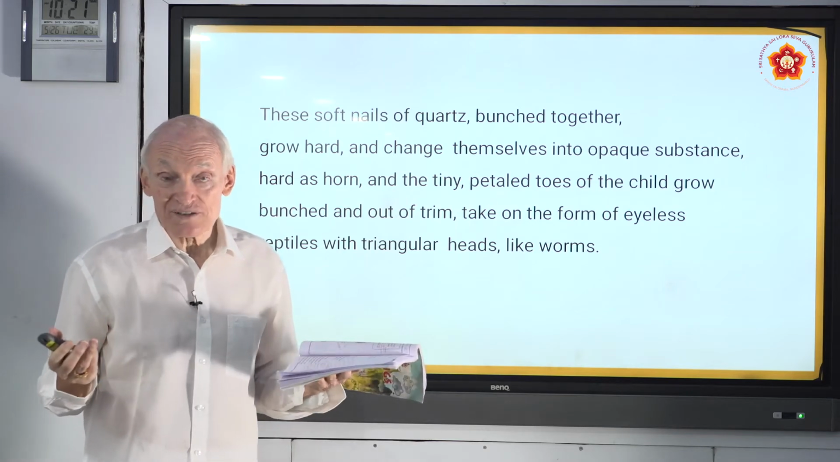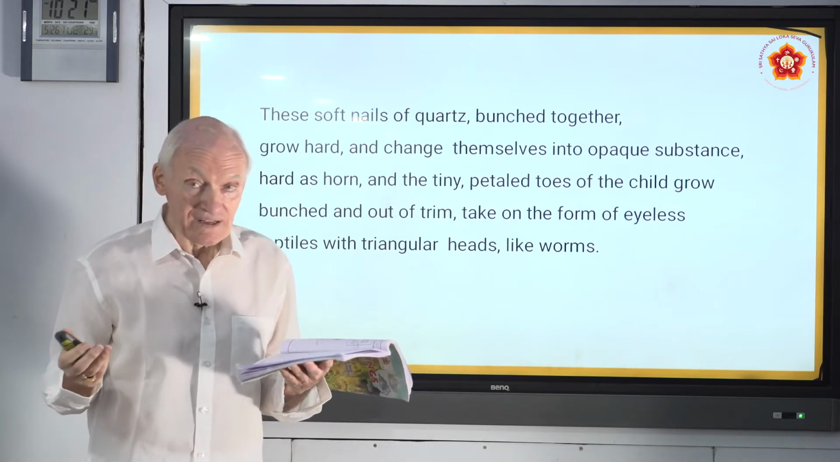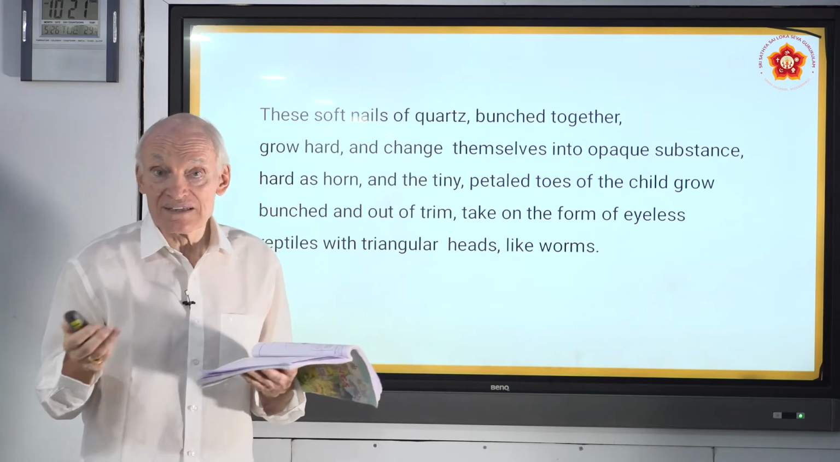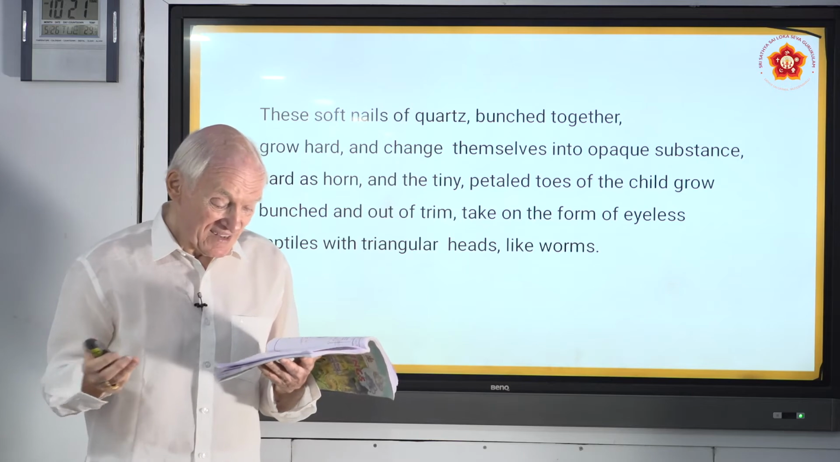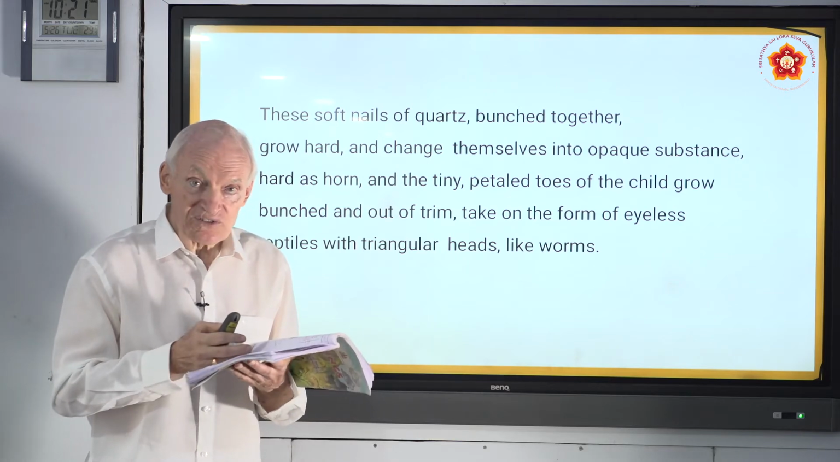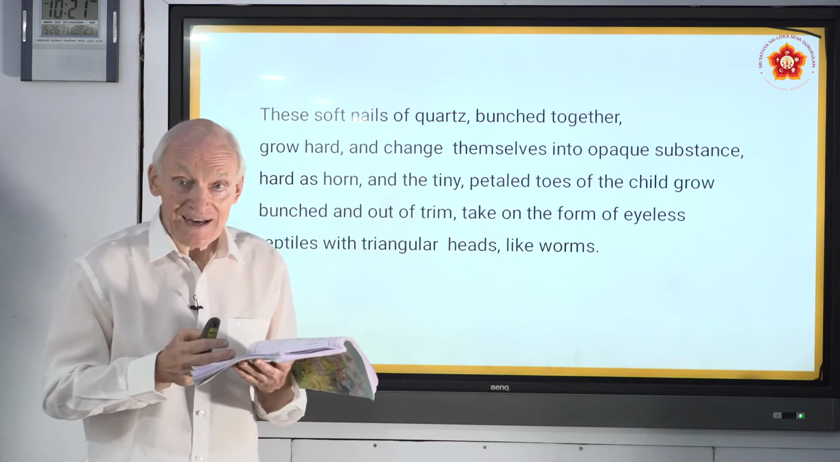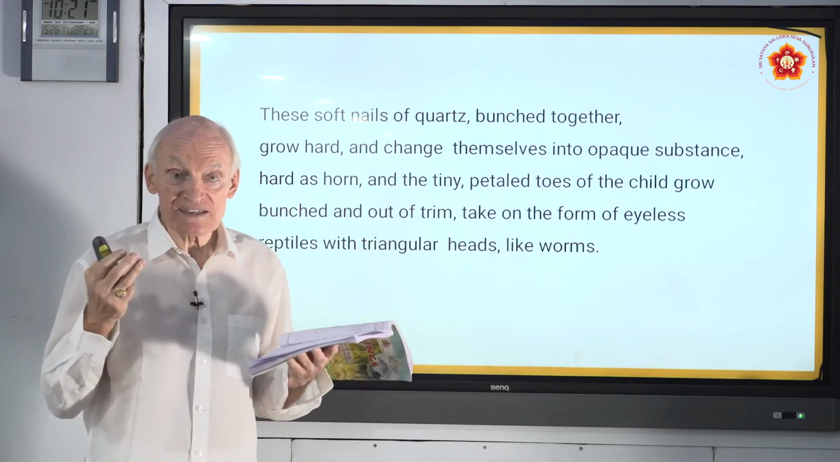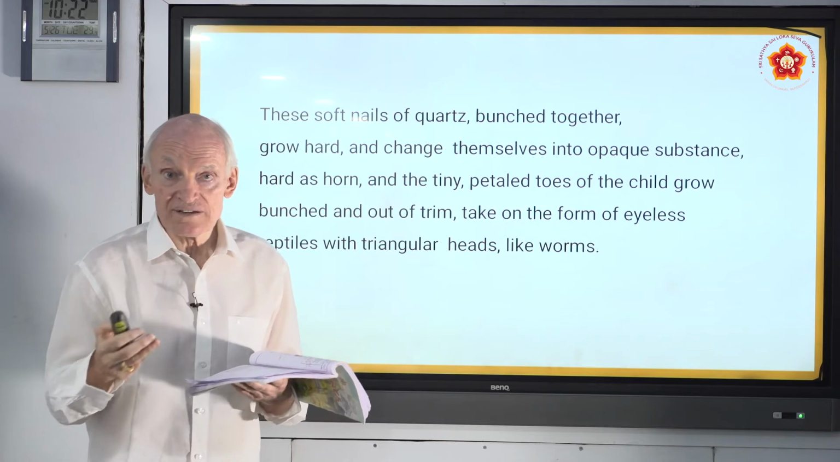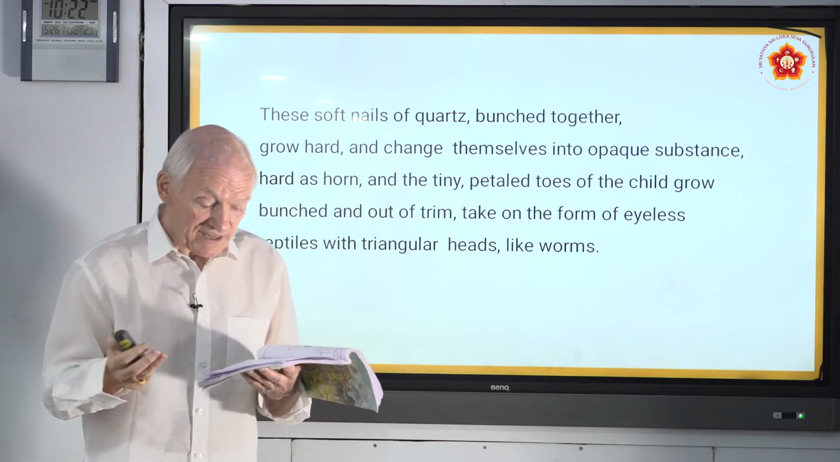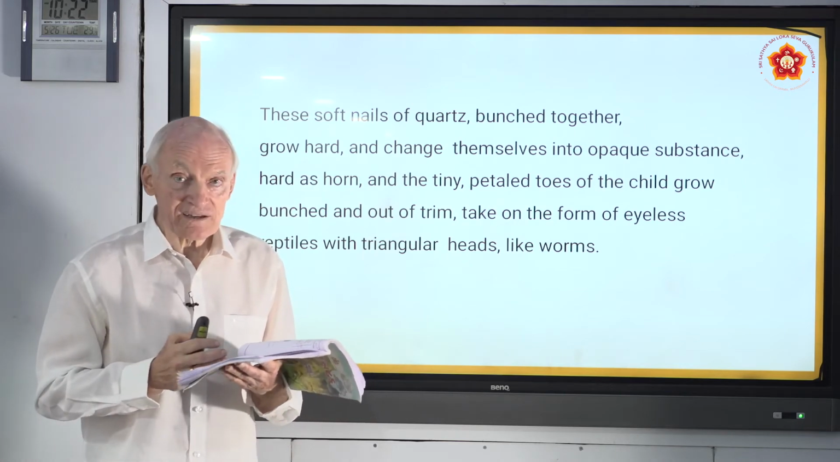Reptiles, it's part of nature, but they're not the prettiest part of nature. We have snakes and we have lizards, and they're okay, but they're not beautiful. And so the beautiful toes turn into these eyeless reptiles. The reptiles have no eyes. They're looking out at you. These toes, they're looking out at you, but they look like a reptile with triangular heads.